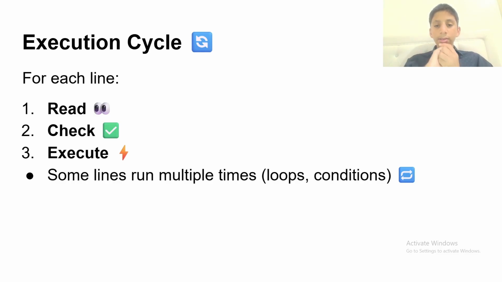All right, this is how the execution cycle goes. For each line, it reads, it checks for any errors, and if there aren't any, it executes immediately. Some lines run multiple times, like loops and conditions. Just like there are loops and conditions in Java, there are also loops and conditions in Python. We're going to be exploring them deeper in another video.